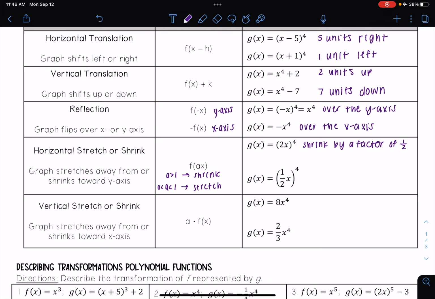On the flip side, if I had g of x is equal to 1/2 x raised to the fourth power, here the a is 1/2, which is between 0 and 1, so that means this one's a stretch by a factor of 2. So again, we flip our a.